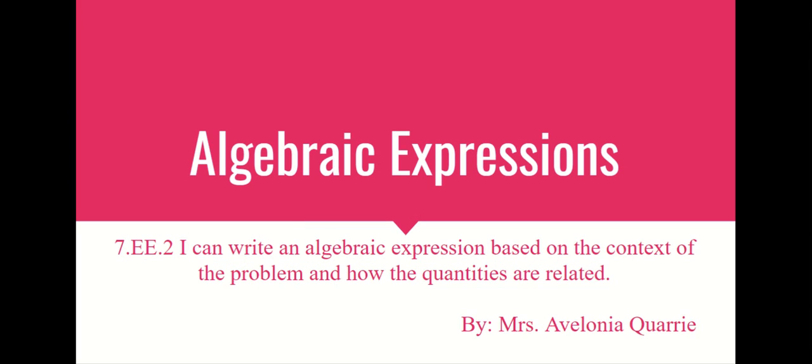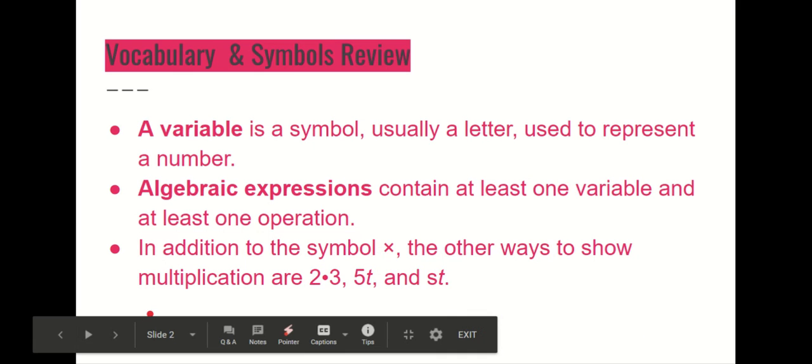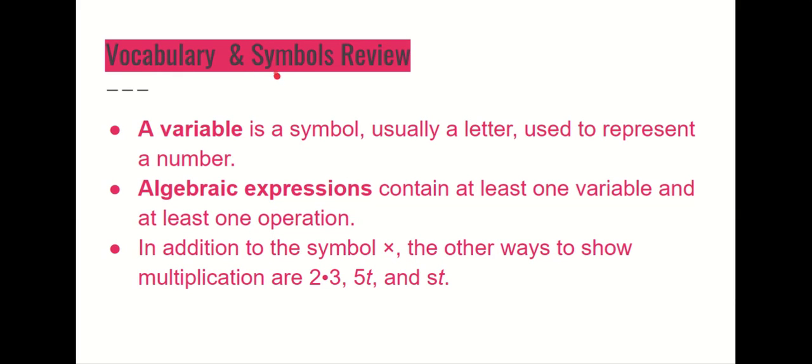Our standard is 7.EE.2, and by the end of this lesson, you should be able to say, I can write an algebraic expression based on the context of the problem and how the quantities are related. So what's the first thing we're going to do? We're going to look at vocabulary and symbols review.